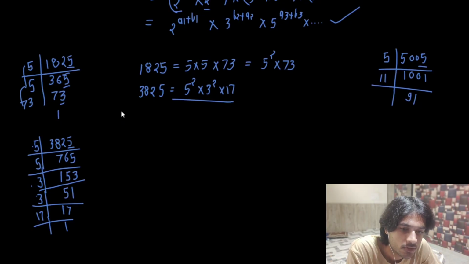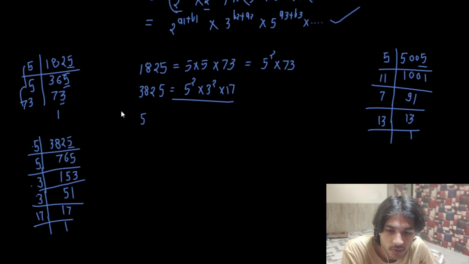Now 91 is not divisible by 3. Is it divisible by 7? It is, right? So 7 ones are 7. I get 2 as a remainder. 1 will be carry, 21. 7 threes are 21. Then 13 ones are 13. So the prime factorization of 5005 is 5 multiplied by 11 multiplied by 7 multiplied by 13.